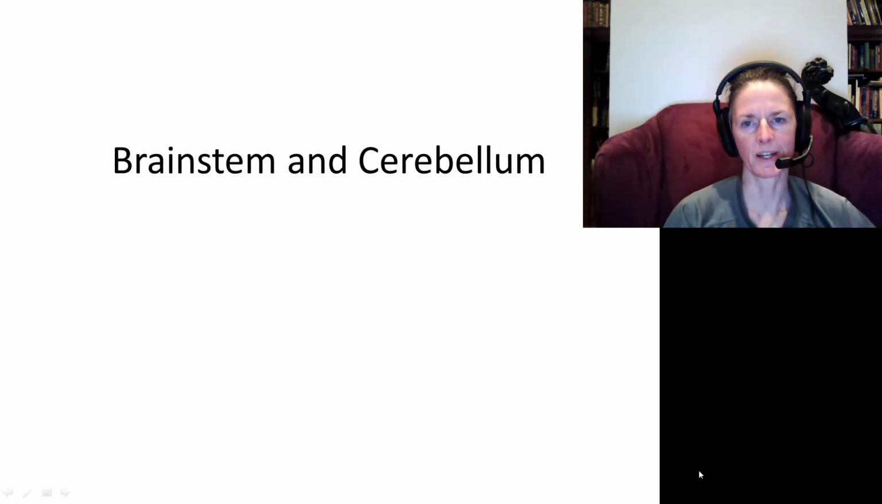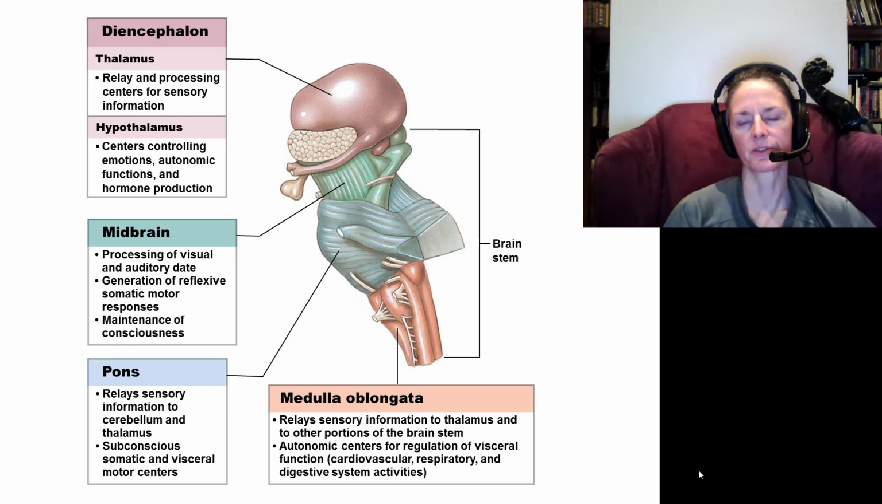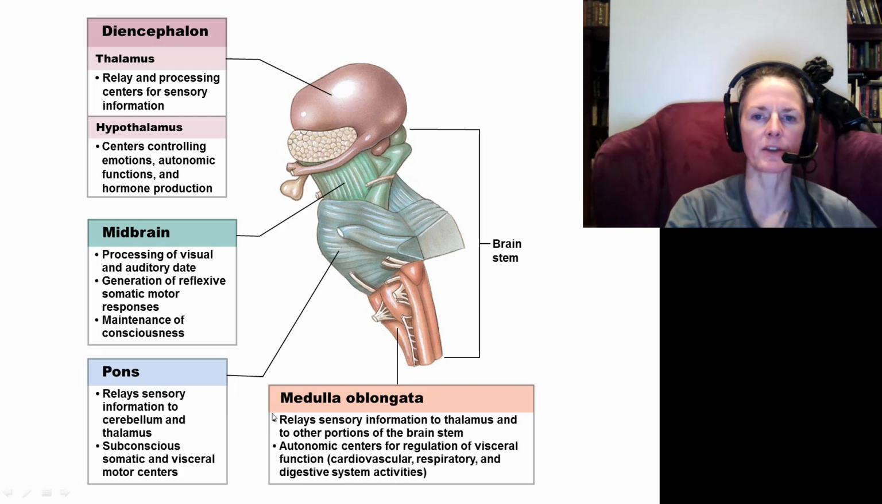In this segment, we will study the brainstem and the cerebellum. As you recall from previous discussions, the brainstem is comprised of three structures: the midbrain, shown here in green, the pons in blue, and the medulla oblongata in this pale orange color. Posterior to the pons and the medulla oblongata, we have the cerebellum, which is separated by the fourth ventricle. Caudal to the medulla oblongata and continuous with it is the spinal cord.